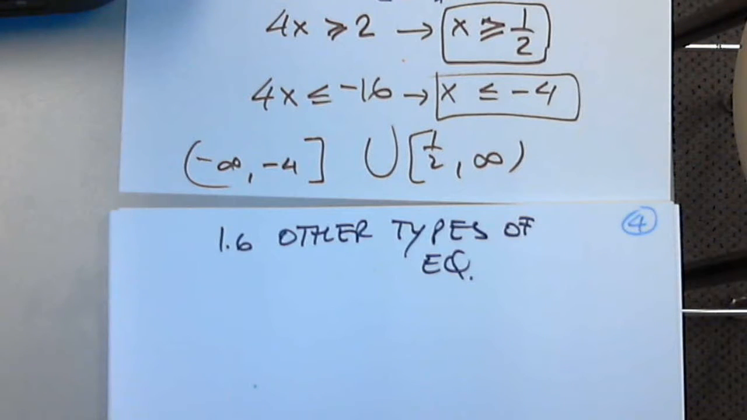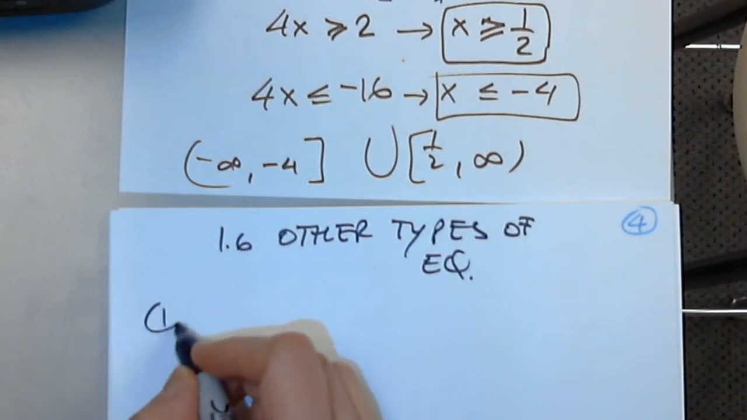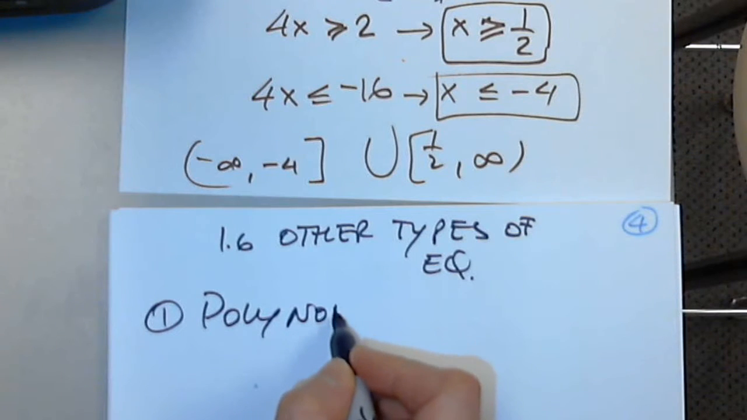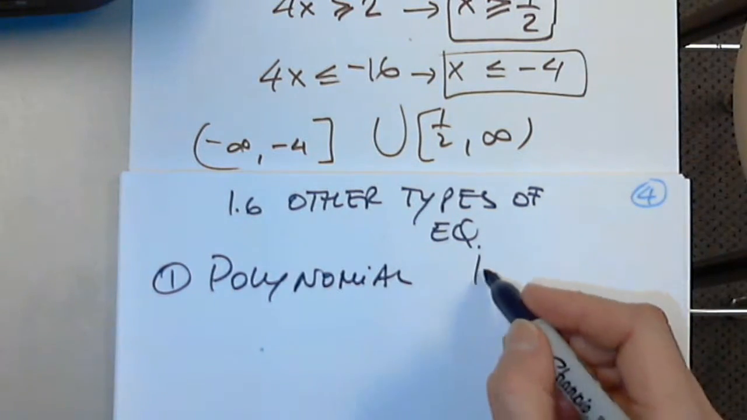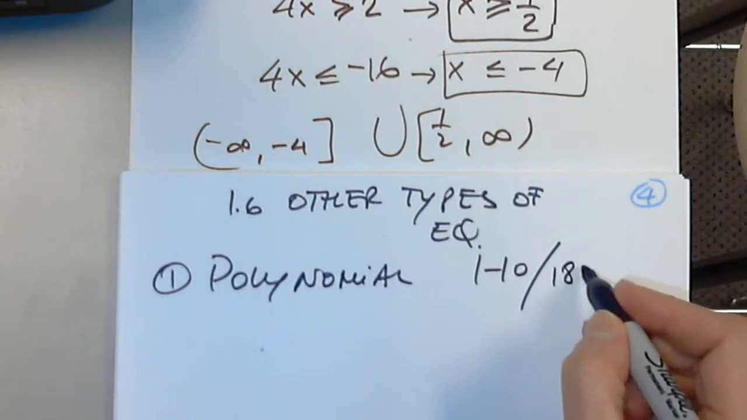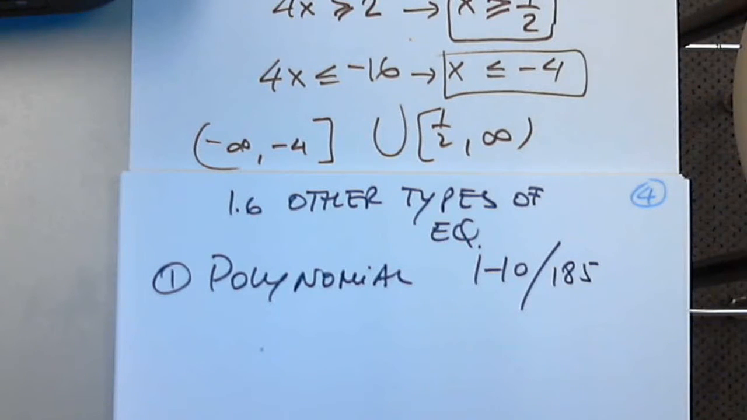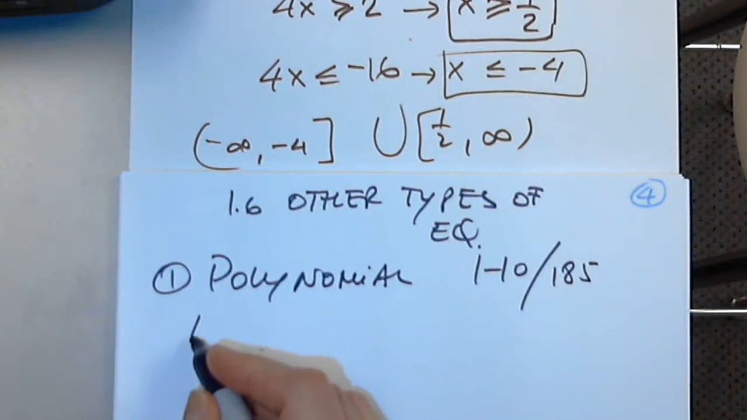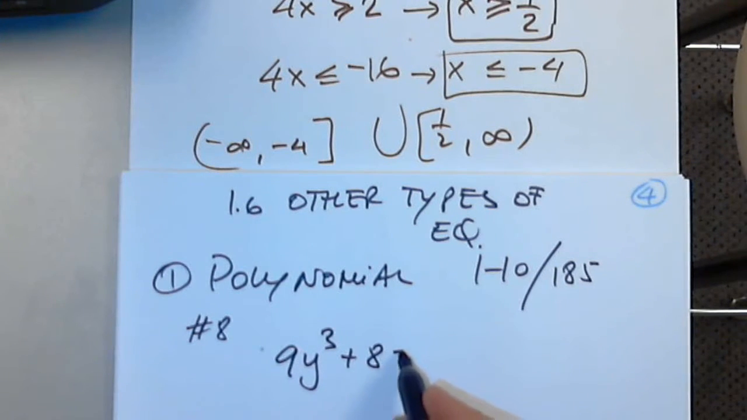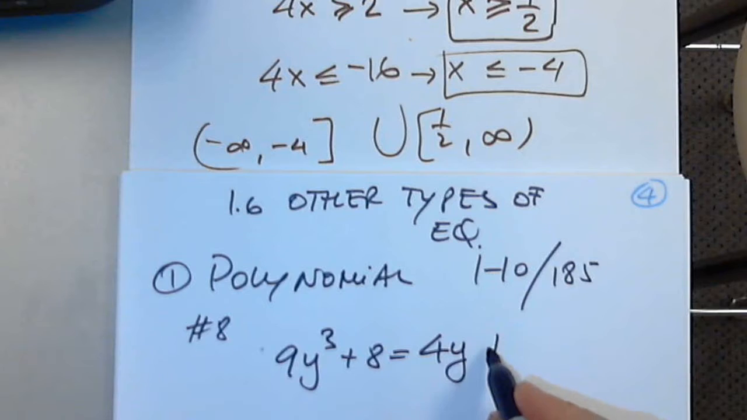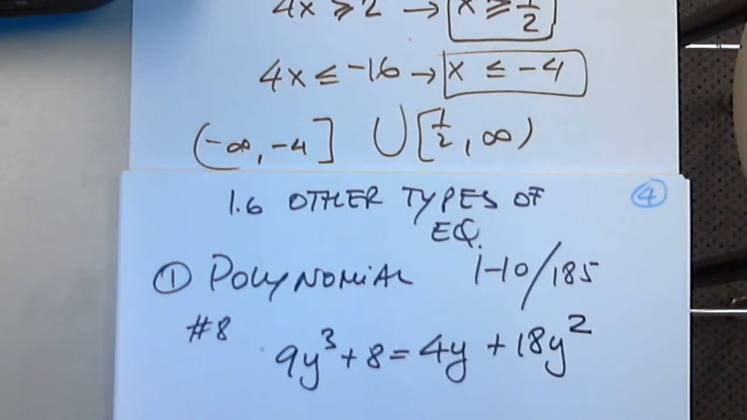So first I would like to look at a polynomial equation. Polynomial equations. If you have your book, you can choose from 1 through 10 on page 185. If not, I will. I will start with 8. 9y cubed plus 8 equals 4y plus 18y squared. Here's my first question. What is the degree of this polynomial?